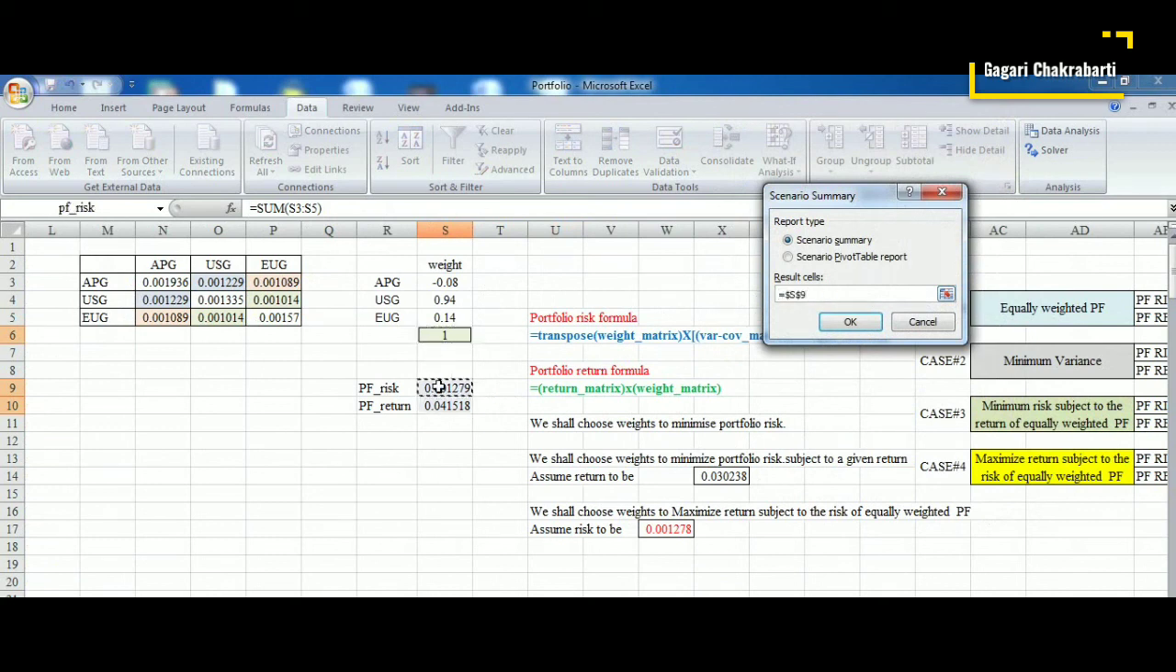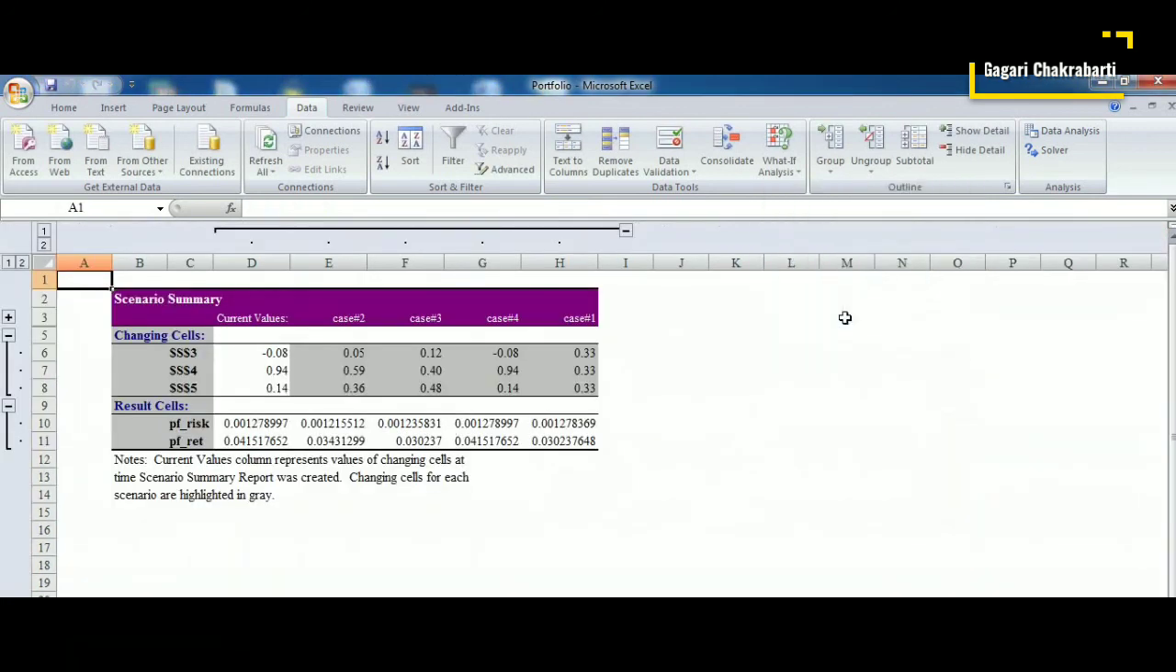We shall be entering these 2 cells as our target cells, and the cells should be separated by a comma. So that is the scenario summary. It shows the portfolio risk and portfolio return under the 4 cases, and it shows how the risk and return vary from one scenario to other.